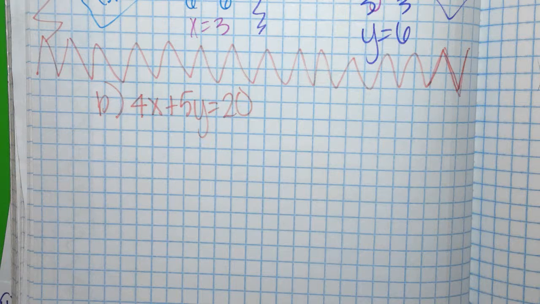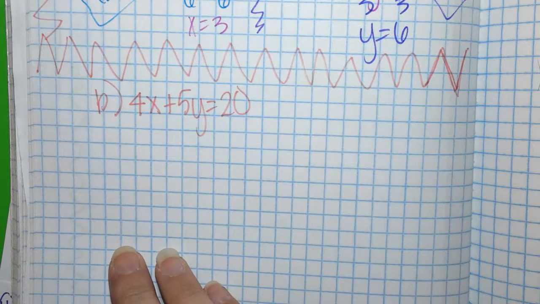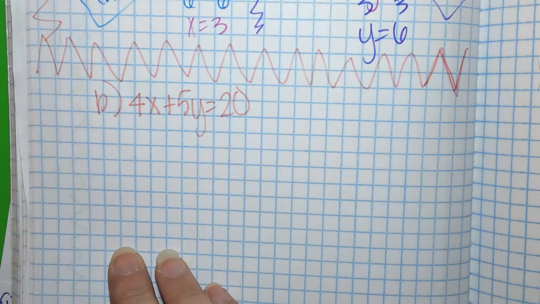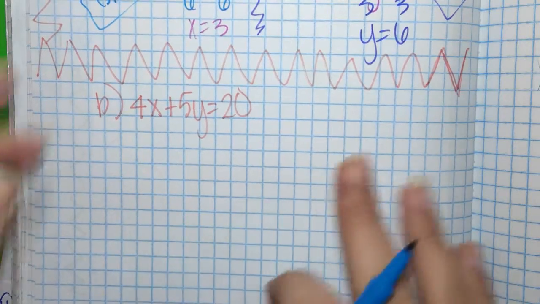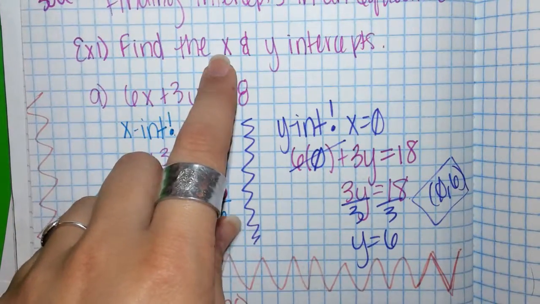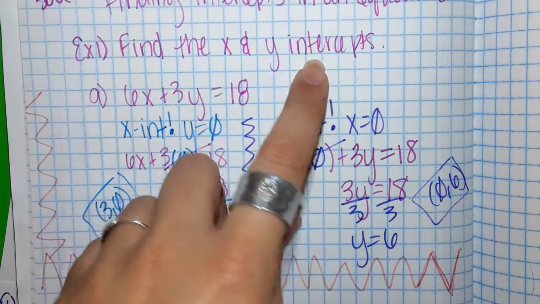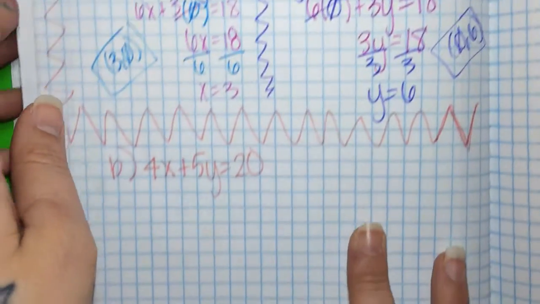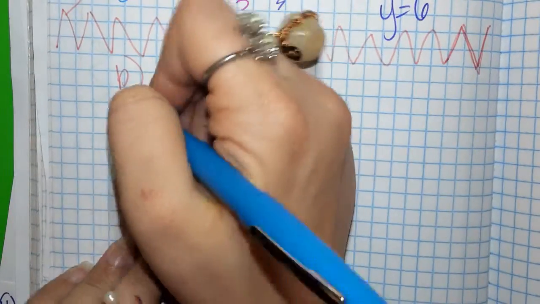You just wrote it down. What are we looking for first? What do we look for first? It's in the problem. X-intercept is what we look for first. Great job. I knew you were paying attention.